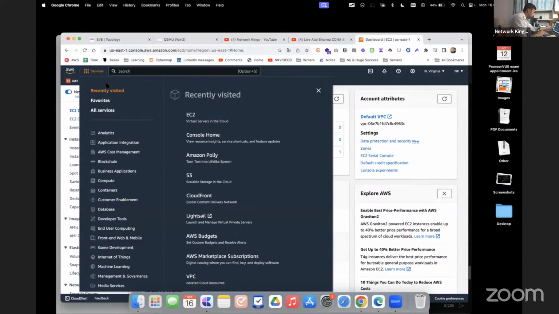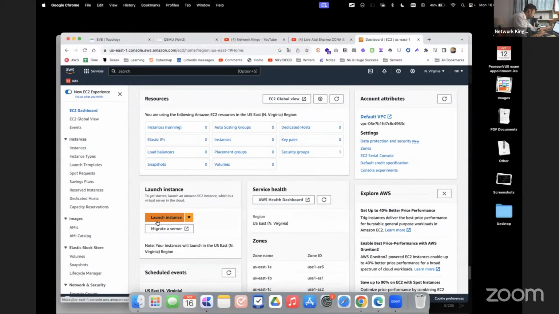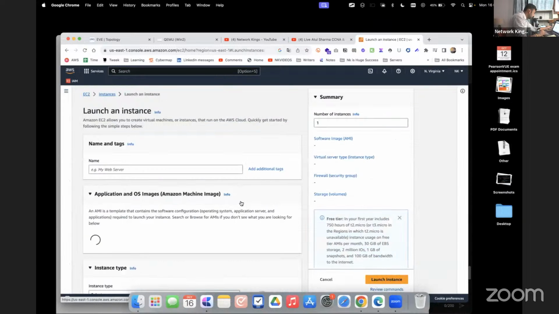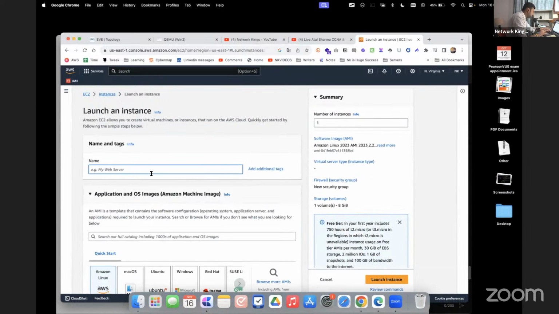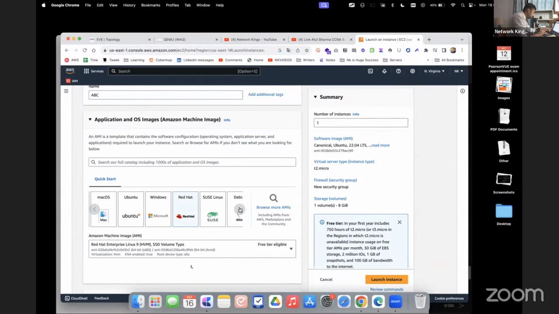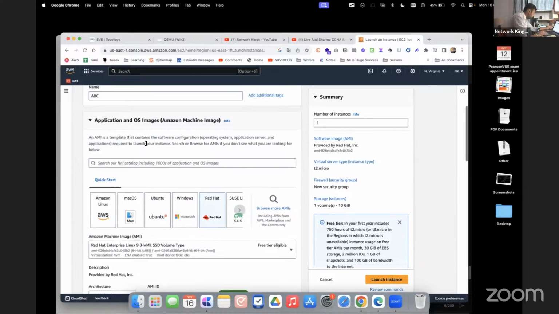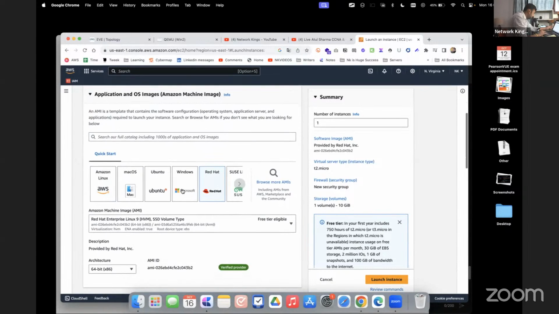यहाँ services में जाओगे. If you go to the services, there is an EC2 dashboard. Go to the EC2 dashboard. Now you can see launch instance. Now you put a server name, let's say ABC. Now you want Ubuntu, you want Red Hat, what type of operating system you want to install? Here I want to install Windows. Let's go with Windows.